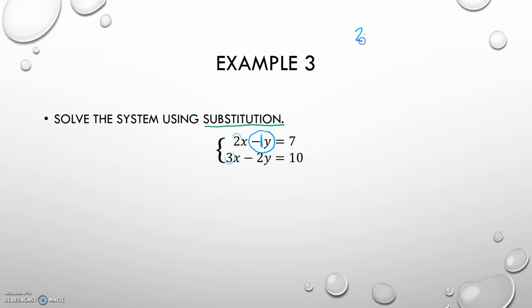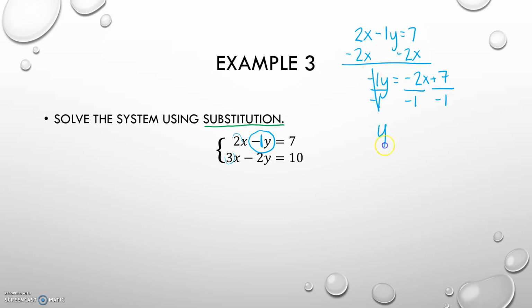When I solve this for y, I'm going to have 2x minus 1y equals 7. I'm going to subtract 2x from both sides. And I'm going to get negative 1y equals negative 2x plus 7. I have to divide everything by negative 1. Cross those out, and I get y equals positive 2x minus 7.